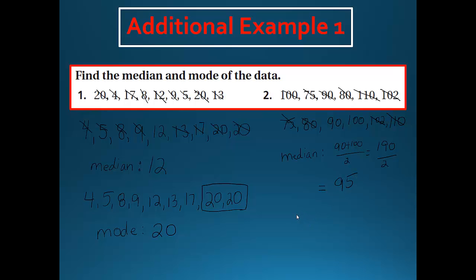Now for my mode, I want to see which number appears most often. So I have 75, 80, 90, 100, 102, and 110. Each number appears only one time, so I do not have a mode. So my mode would be none, or you can say no mode.